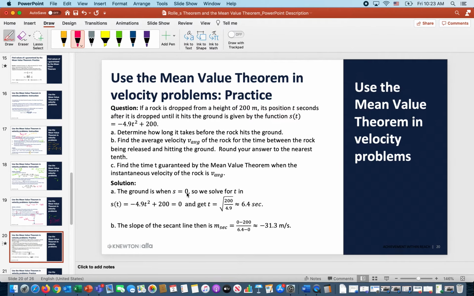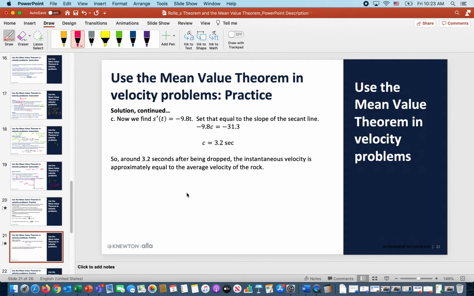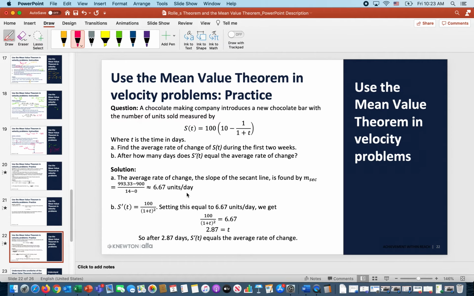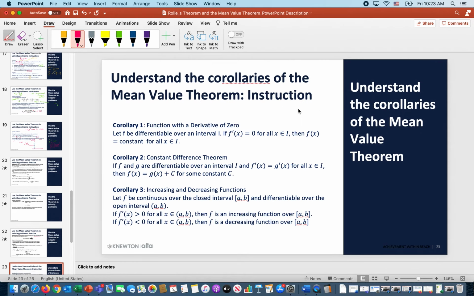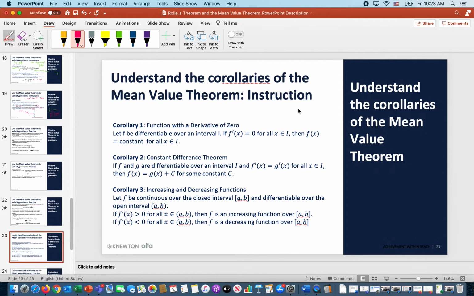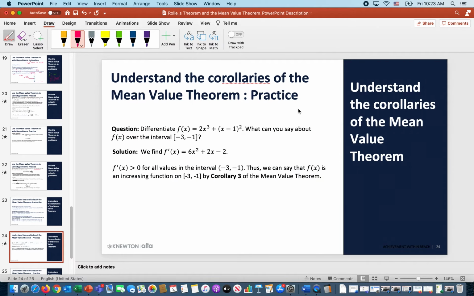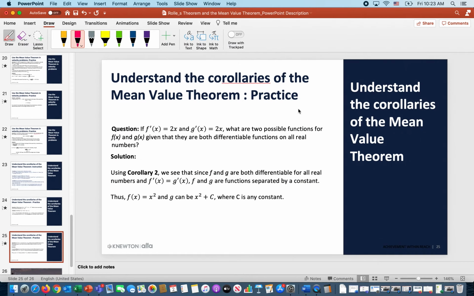There are a couple of other problems where we look at the same type of situation, and they're worth going through. Just some application problems, and this one is the average rate of change of production of chocolate bars. My wife's a big Snickers fan, so she would be interested in that problem.